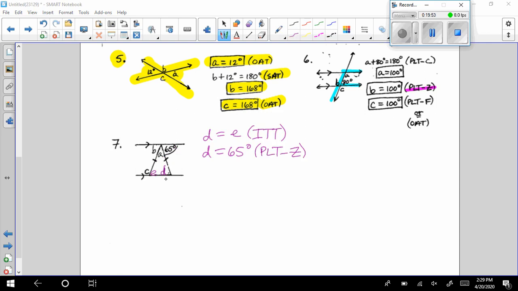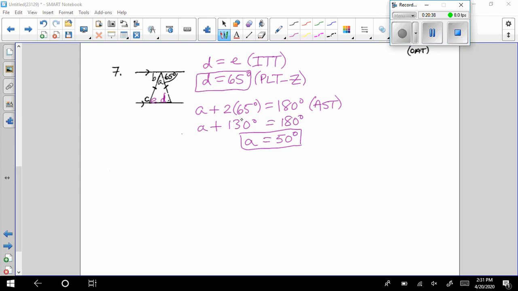So I've begun by calling these angles by some name. The other letters were A, B, C, so very creatively I made this angle D and this angle E. And I've established right off the bat in my answer that D is equal to E because of isosceles triangle theorem. I also know that angle D is equal to 65 degrees because of PLT-Z. So there's a Z shape in here. That means angle E is also 65 degrees. And knowing that both of these are 65 is going to enable me to figure out angle A.